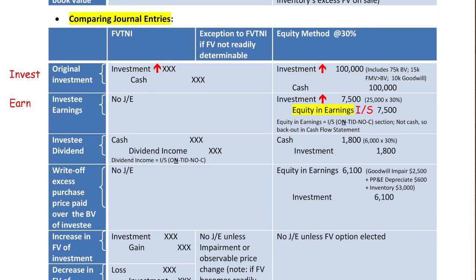And then we're talking about investee dividend. Under the fair value through net income method, cash comes in and the credit is to highlight dividend income, which goes into the income statement. Whereas, as we've already discussed a couple of times, because the investee earnings are already recorded on the investor's income statement as and when the investee earns money, when the investee pays out dividends, that's actually a reduction of the investment amount. So draw an arrow which goes downwards for investment.